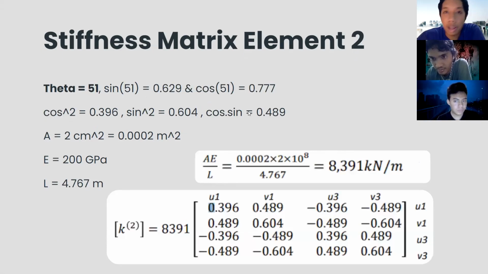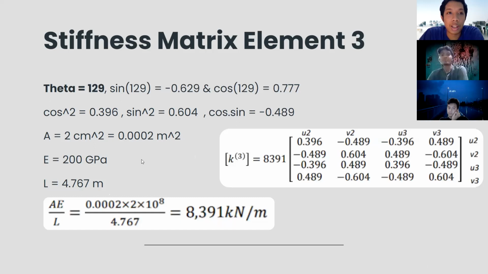Okay, the next is element 2 with theta 51 degree, and we input it in the same formula. Also, we find the constant, so we can get the local stiffness in element 2. Next. And in element 3 with 121 degree, we input that angle into the formula and find the constant. Then we get the local stiffness in element 3. Next.